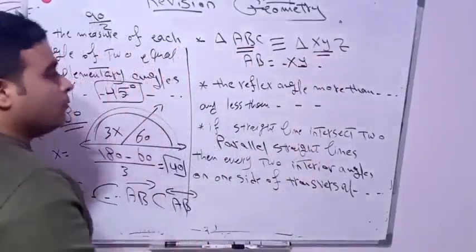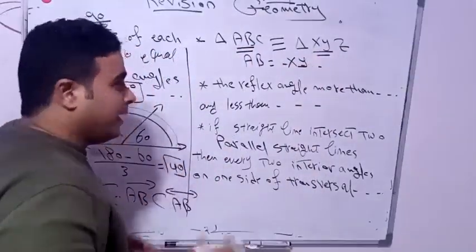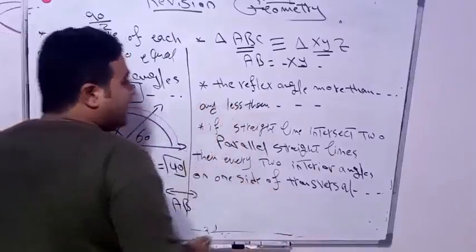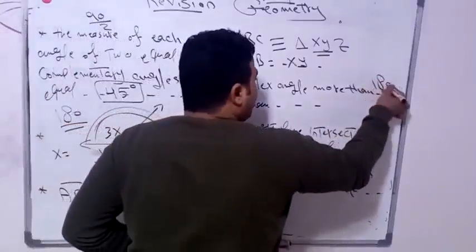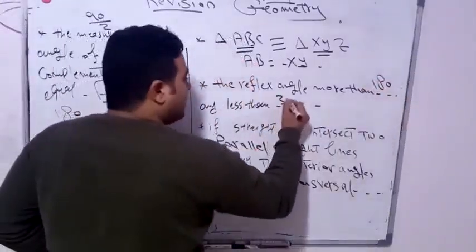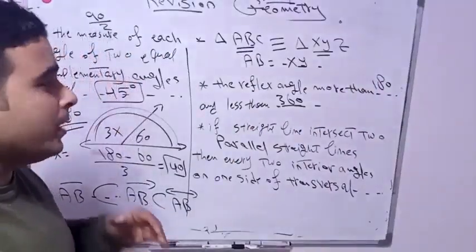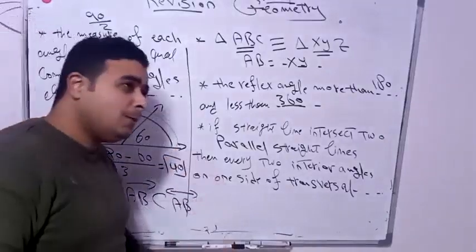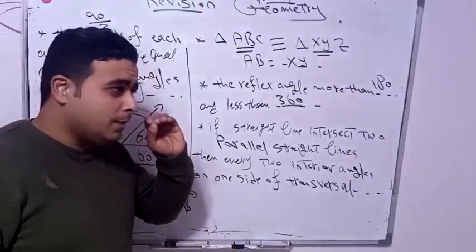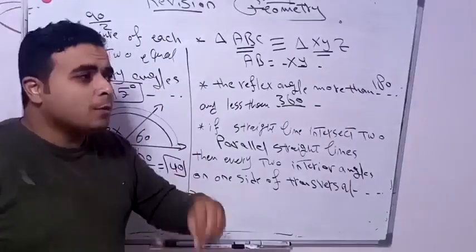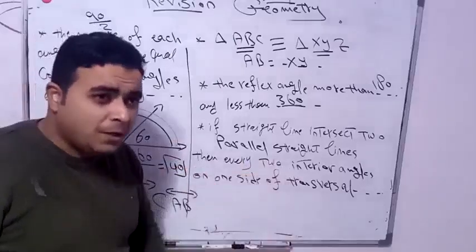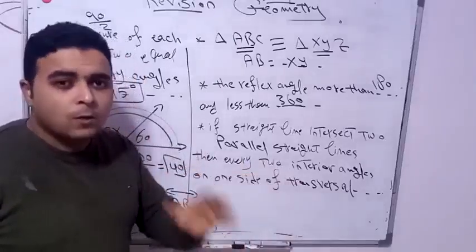The reflex angle is more than what and less than what? Yes, excellent. The reflex angle is more than 180 and less than 360. Take care. But I have an acute angle more than 0 and less than 90. A right angle equals 90. An obtuse angle is more than 90 and less than 180. A straight angle equals 180.